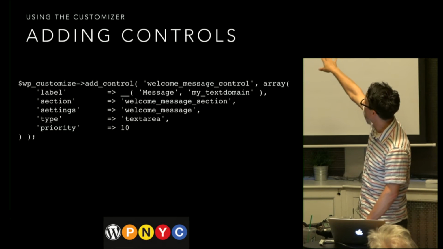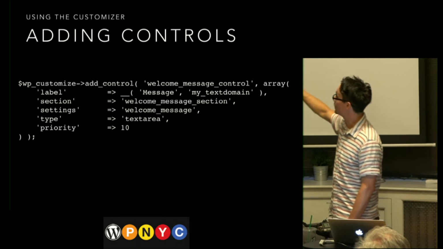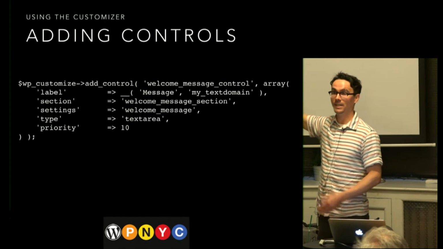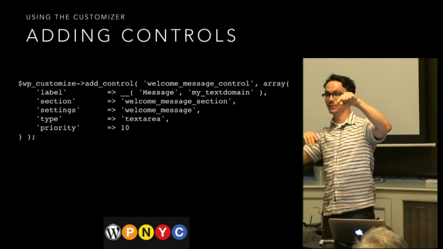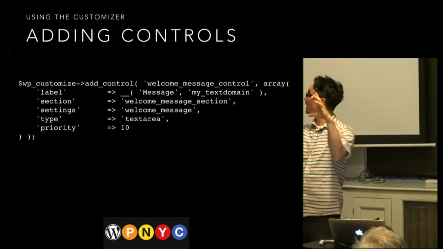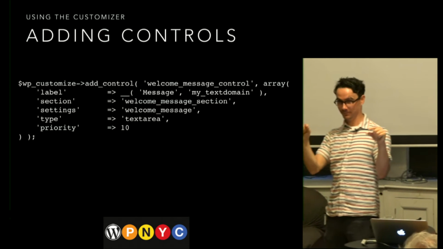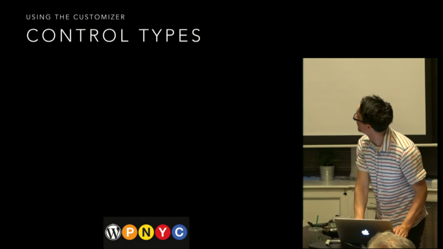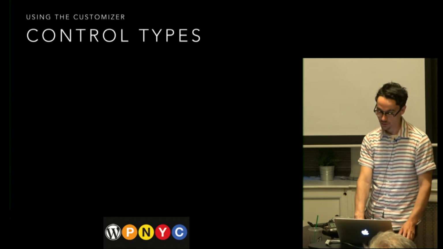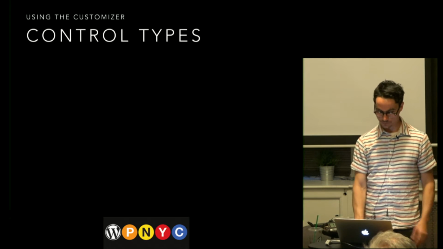We give it a label, call it message. We tell it what section we're going to, we tell it what setting we're going to, and the type argument is telling WordPress that this is going to be a text area, right? So when you go to the customizer and click on customize, you're going to have a field that shows up inside this very specific panel, inside the section, and it's going to be a text area, right? And that's pretty much all there is to it. So we've added all four: a section, panel, setting, and controller.